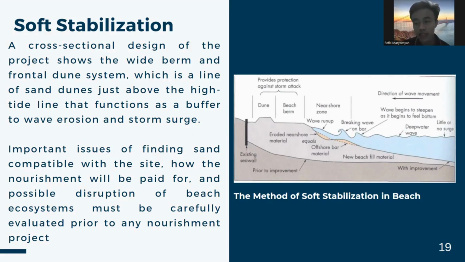So the population in the coastal area will add sand to the coast to make the shoreline extend toward the sea. But the important issue when we use beach nourishment is, first, we should find sand that is compatible with the site of the coastal. Second is how the nourishment will be paid for. And the last one is possible disruption of the beach ecosystem, which must be carefully evaluated prior to any nourishment project.